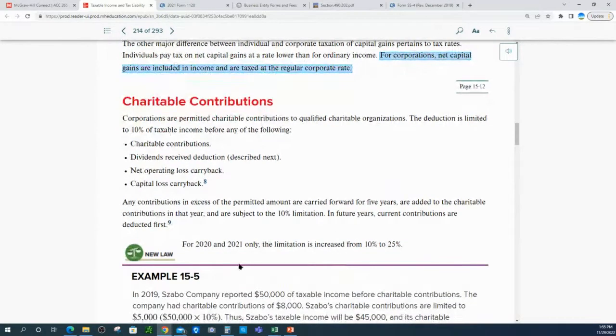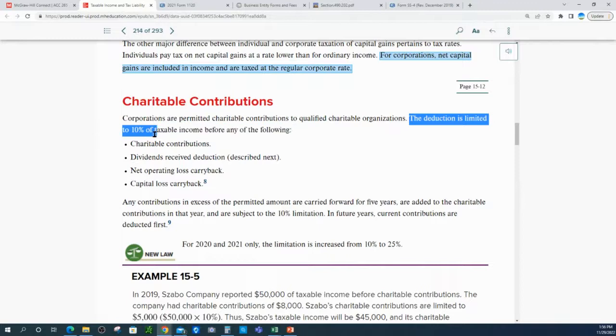All right. Next up, charitable contributions. Okay, so charitable contributions, corporations can make charitable contributions, but they are limited in amount.